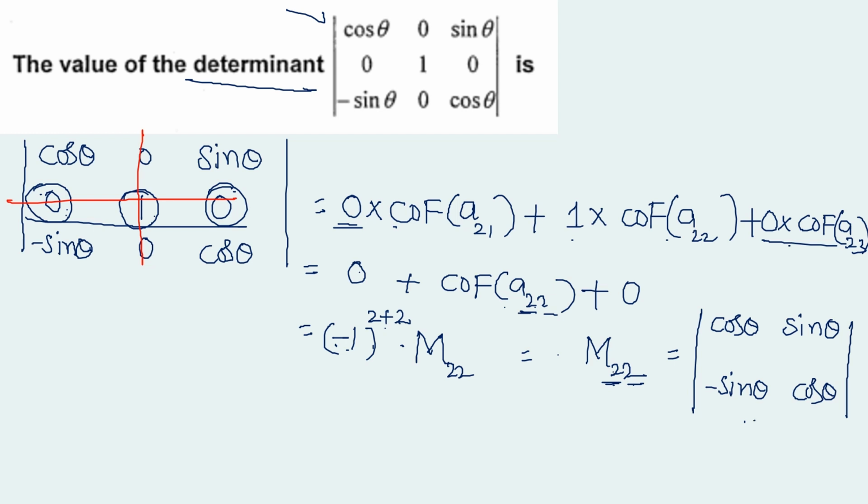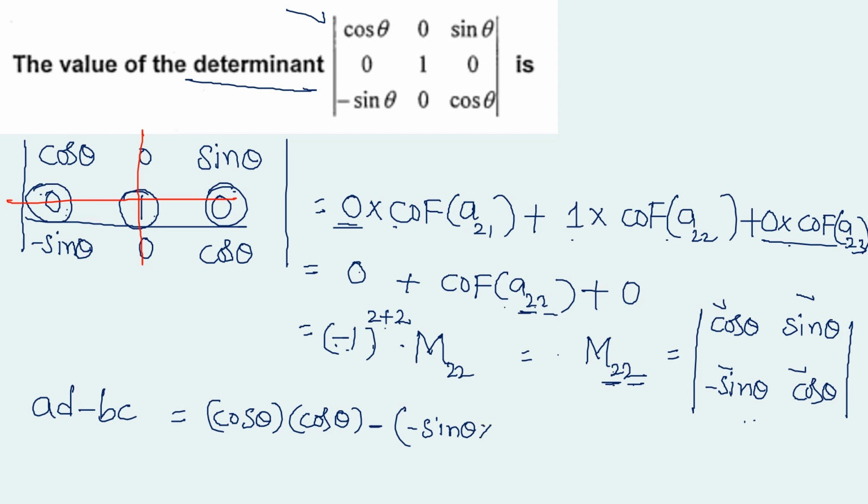It is a 2 by 2 matrix. For that, the determinant of a 2 by 2 matrix is equal to AD minus BC, where this is A, this is B, this is C and D. Now if we multiply it, it is cos theta times cos theta minus minus sin theta times sin theta. That equals cos theta times cos theta is cos square theta, minus times minus is plus, sin theta times sin theta is sin square theta.